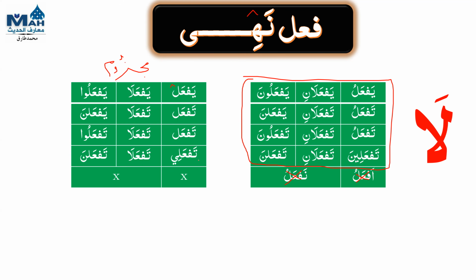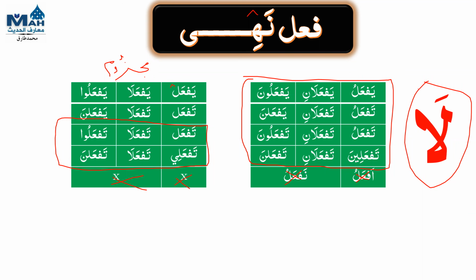Because when we are talking to the third person, we have to add it. But if I'm talking to the second person, la tafal, don't do it. La tafal haza, don't do. So we are prohibiting someone. To prohibit someone, we bring one law. It is called la nahi. It is applied on the full chart except mutakallim.